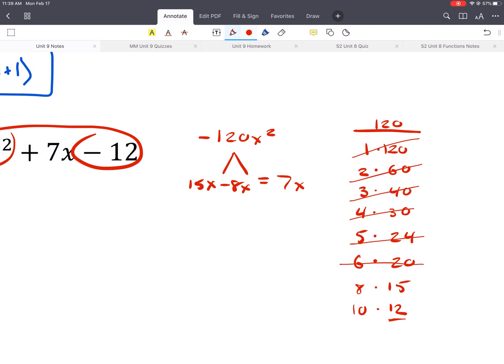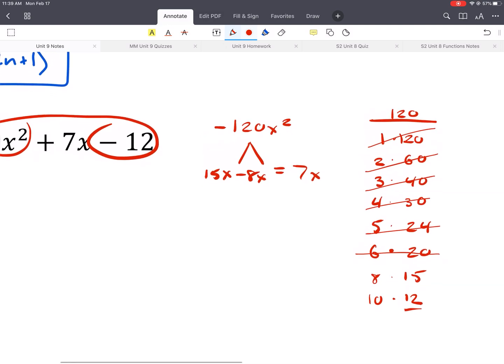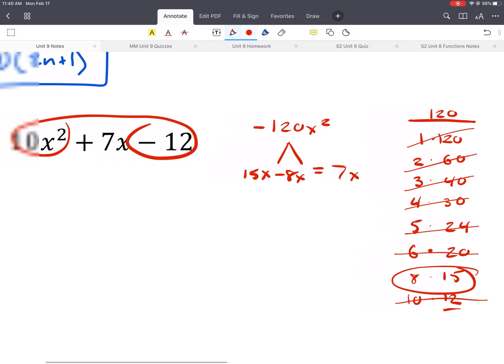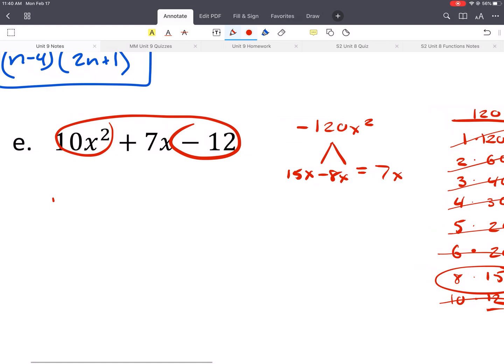Awesome, good job, everyone. So, I think we found it. Okay, we could try 10 and 12, but if you added those, that's 22, and if we subtracted, that would only give us 2, so no way that's going to work. So that would be our choice. We're going to substitute that in. We'll do 10x squared plus 15x minus 8x minus 12. Okay, and I just put it in that order. You could also plug them in like this.